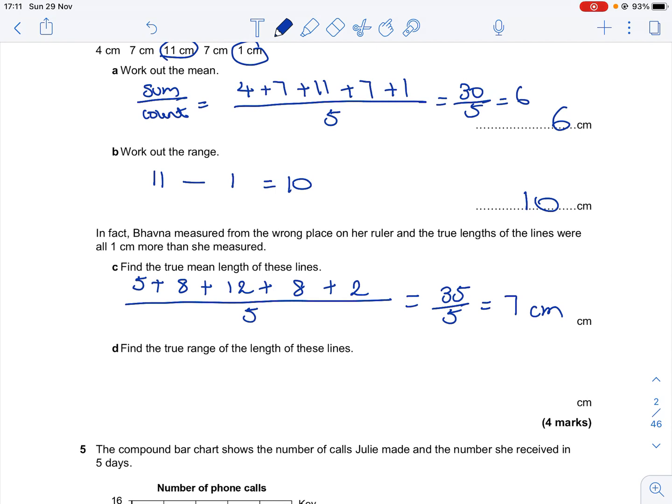And find the true range of the length of those lines. So the true range, again, you use the max, take away the mean. So 12 take away 2, which equals 10. So the range is still 10.